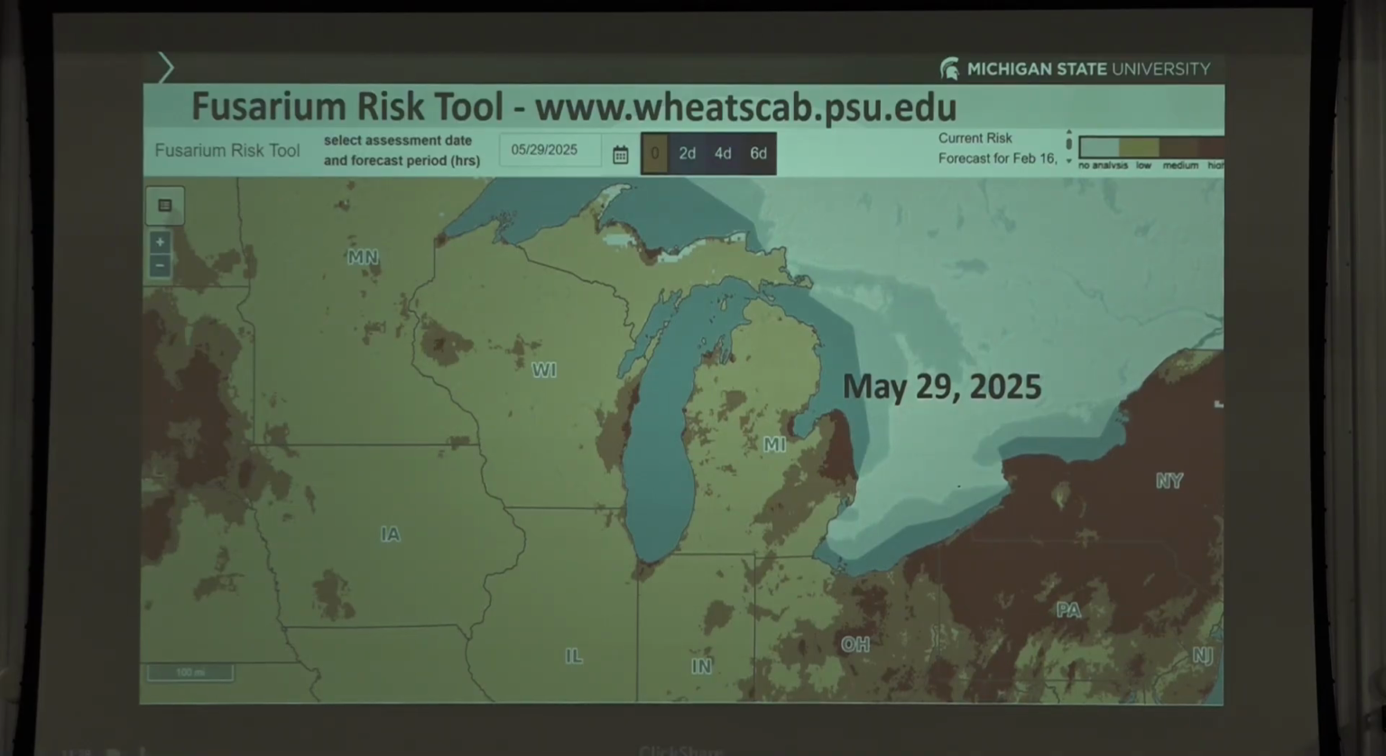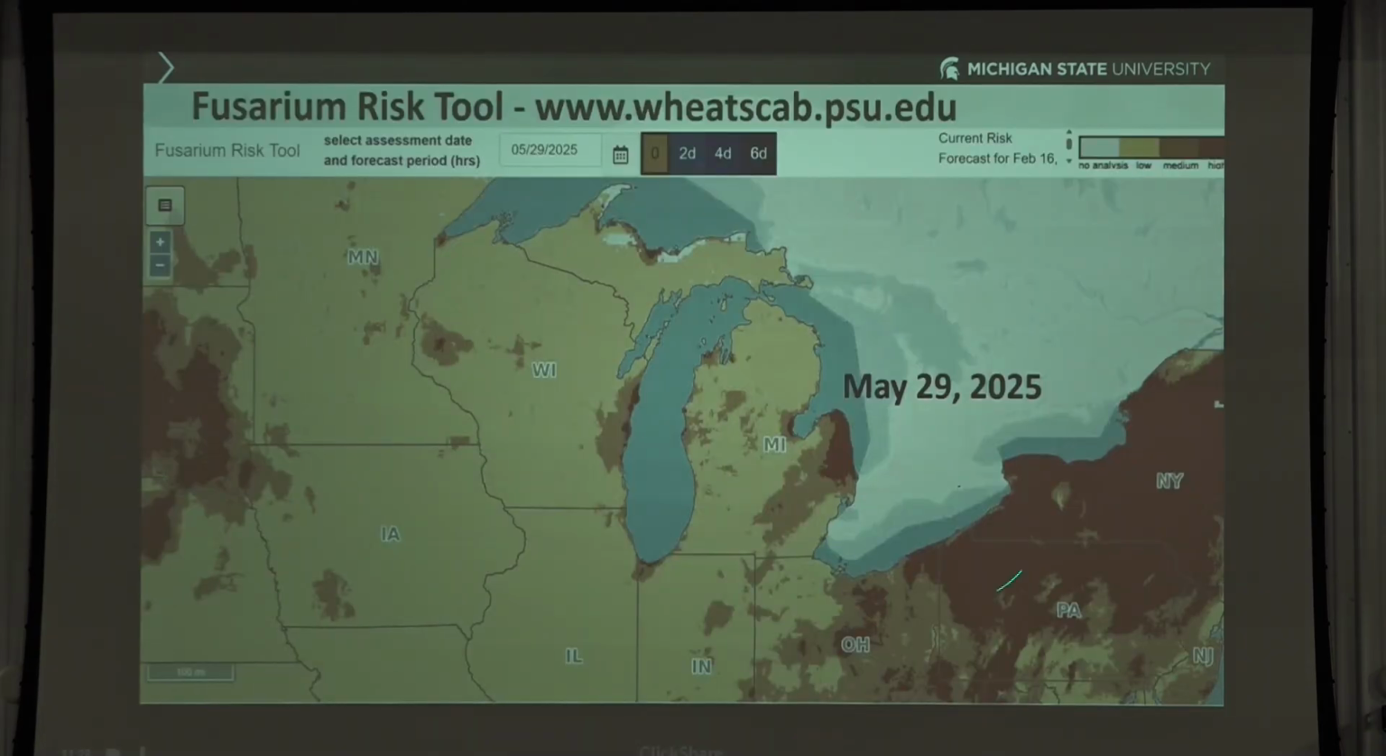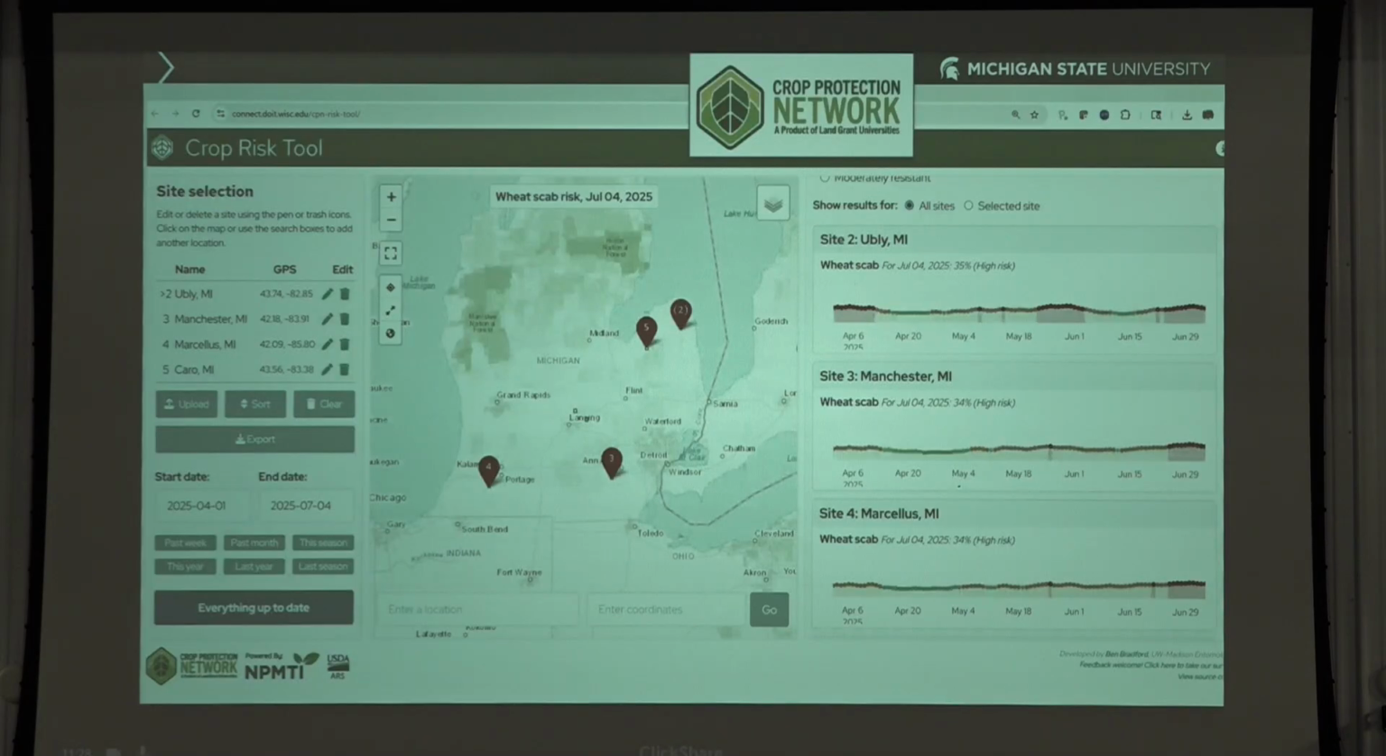I did want to put this up because we're developing tools on the crop protection network. And so one of those is bringing in this wheat head scab tool. So this same model, I really like this particular map and the colors and whatnot. I really don't like this pin system, but that's what we have at the moment, and I'm fighting with my colleagues to just turn this into a colored map.